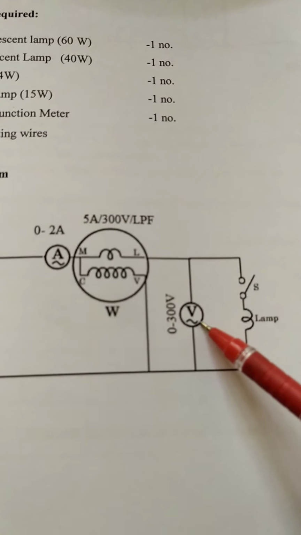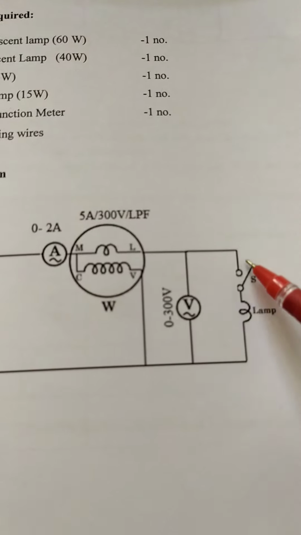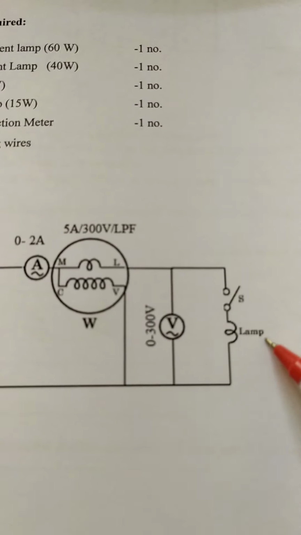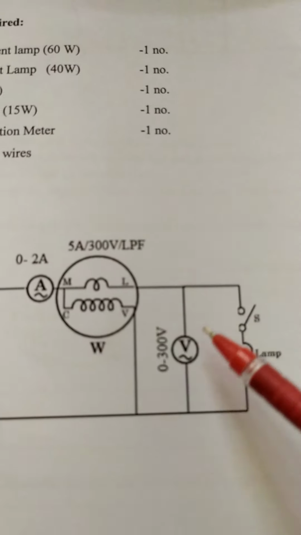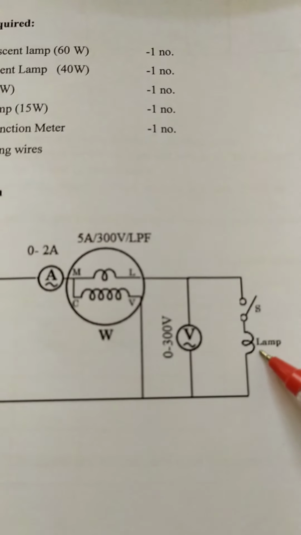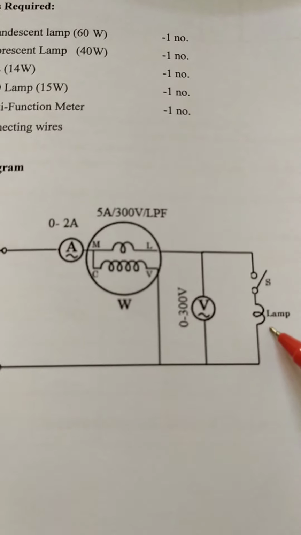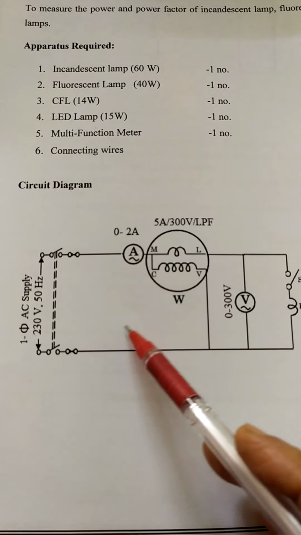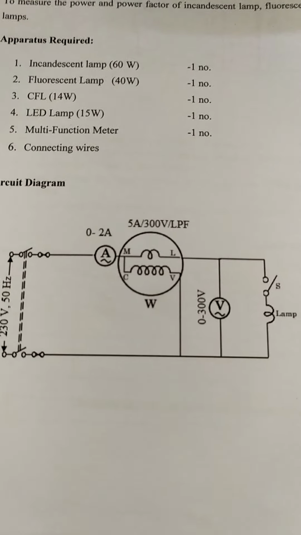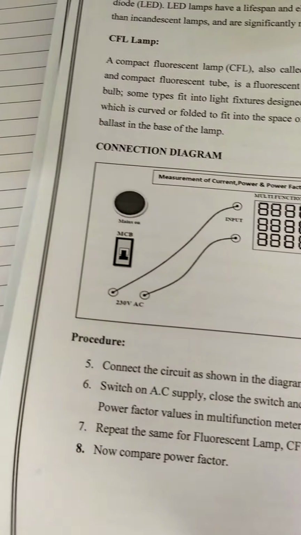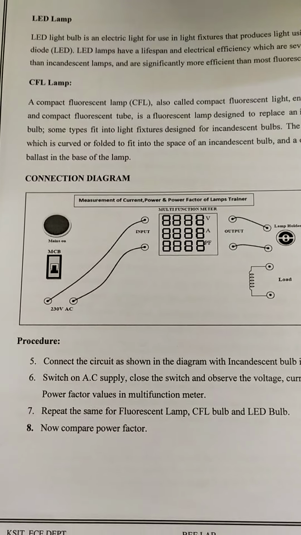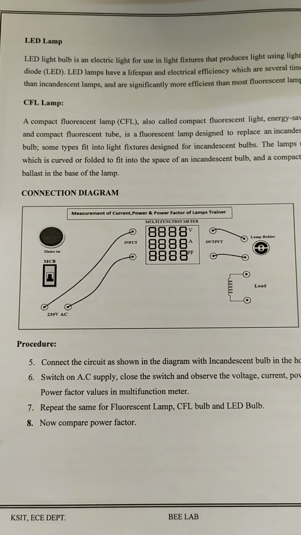Now voltmeter is connected across the lamp. Lamp is the load which is used, which is having its own switch in series, and voltmeter measures the voltage which is across the lamp. Okay, so this is the total circuit diagram we are using. Similarly, we will be using the connection diagram for the module. This is the connection diagram for the module for doing the experiment.